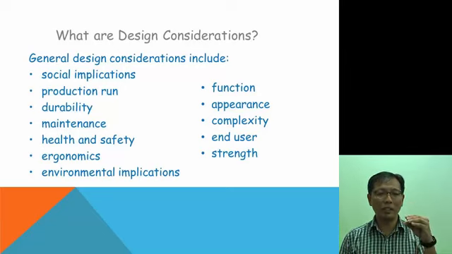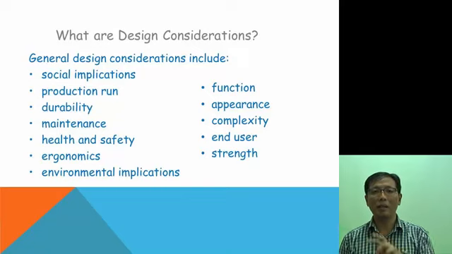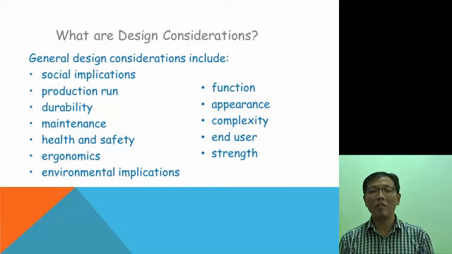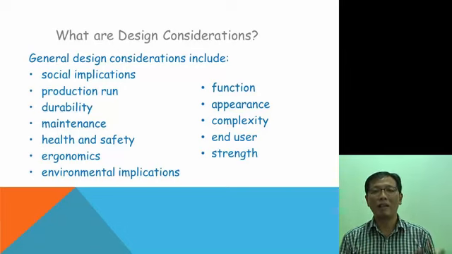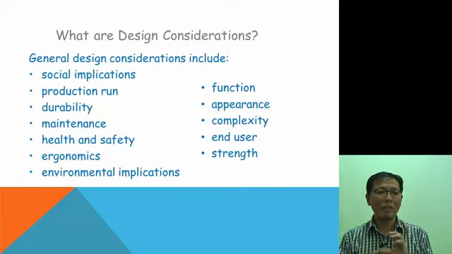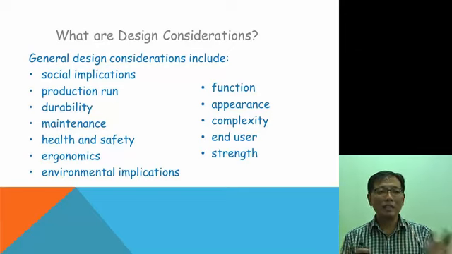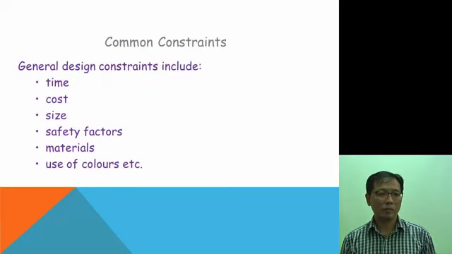Next are function, appearance, complexity, the end user, and strength. These are other considerations that will affect how you design your product. If I want my product to be very, very reliable, it will take a very rugged outlook. If I want something simple, it's very simple. Okay, so these are design considerations.